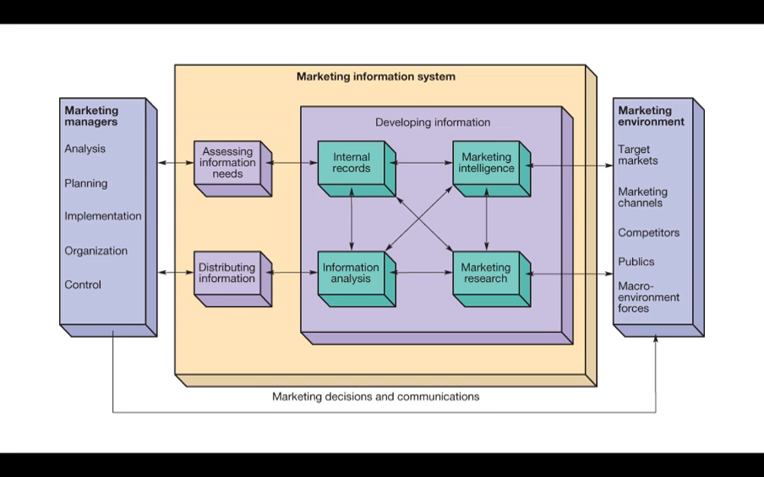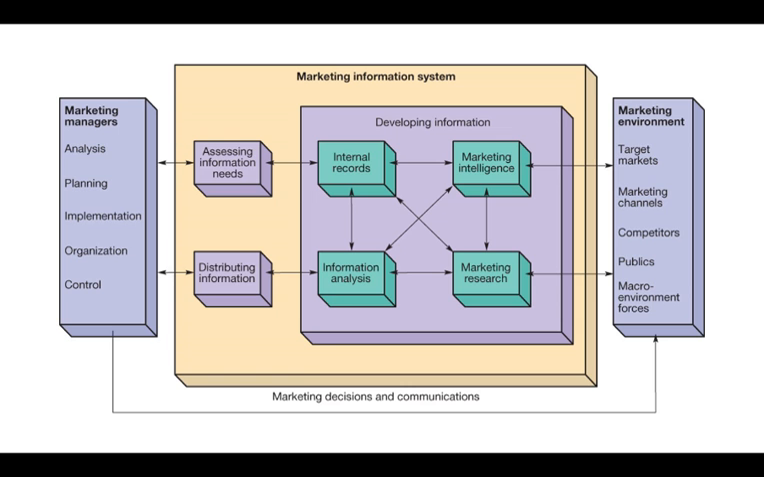So our marketing team, our marketing managers, can then start to market our product effectively based on the information that we found. So we can cost it, we can target certain populations, we can put it in certain locations, in certain shops, certain advertisements, because we've developed that initial information through our marketing intelligence, our marketing research, and our analysis of that information.